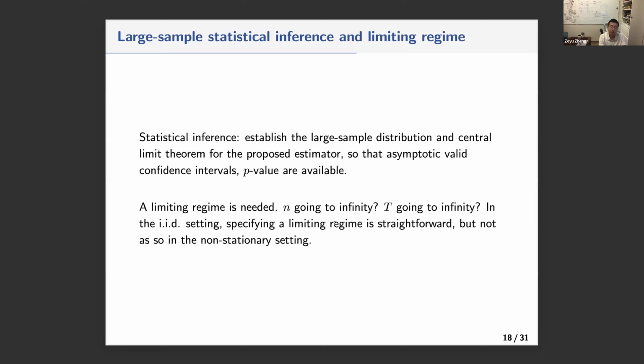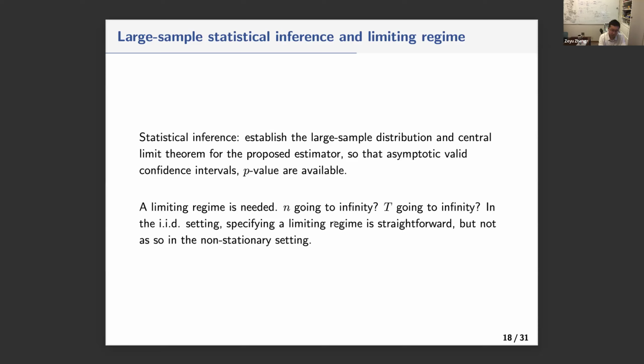sending n, the sample size, to infinity needs more specification, because if you send n to a larger value, the additional data we obtain may have different distributions compared to the first n samples. So we need to be careful, at least in terms of describing sending the sample size to infinity.